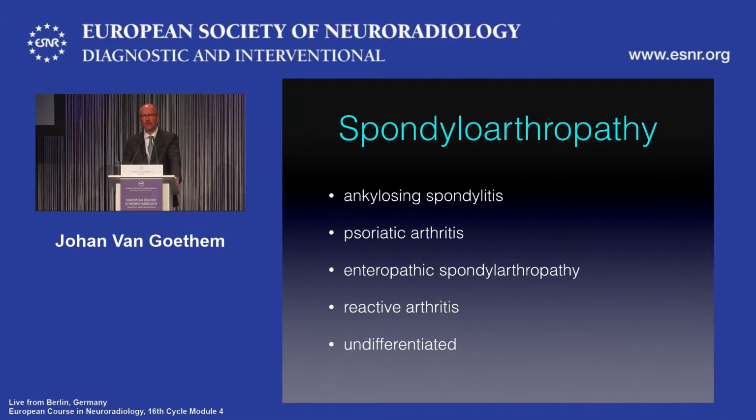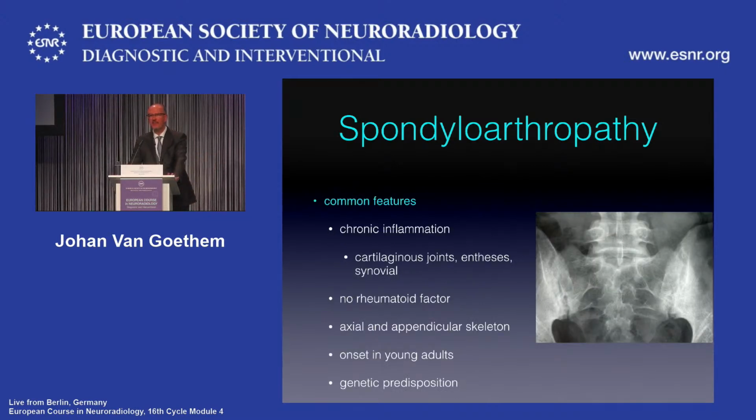The most frequent one is ankylosing spondylitis or Bechterew disease. The other ones are psoriatic arthritis, enteropathic spondyloarthropathy, reactive arthritis, and all the other ones which are called undifferentiated. They have common features.